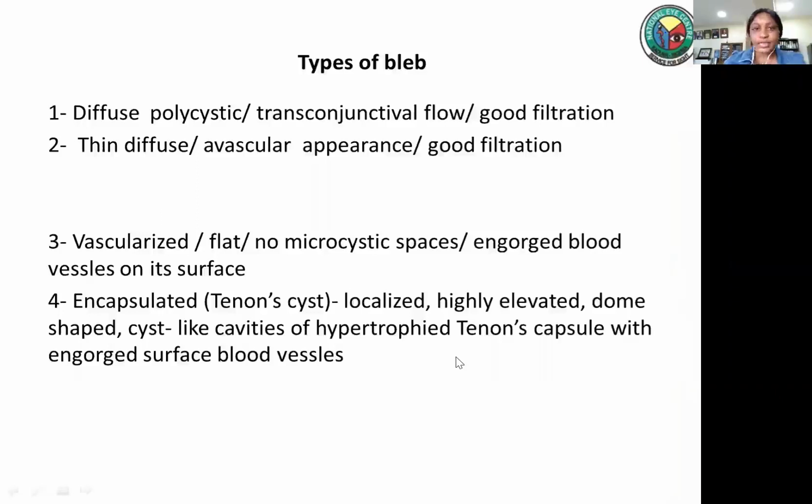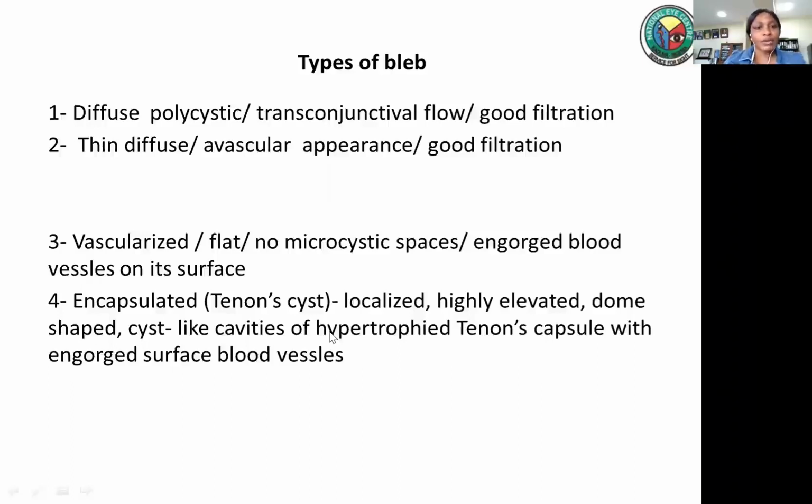Now, there are different types of bleb. By the time you look at your bleb, it gives you an idea whether the trabeculectomy is functioning or it's failing. The first type of bleb you have is a diffuse polycystic bleb. This shows that there's transconjunctival flow and there's good filtration. You can also have a thin but diffuse, slightly avascular bleb. This also shows that there's good filtration.